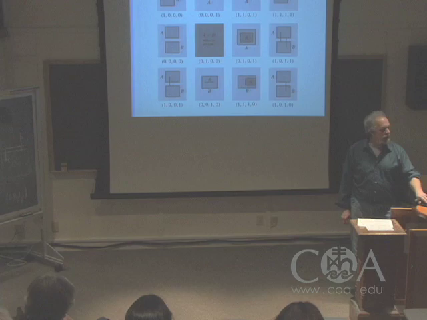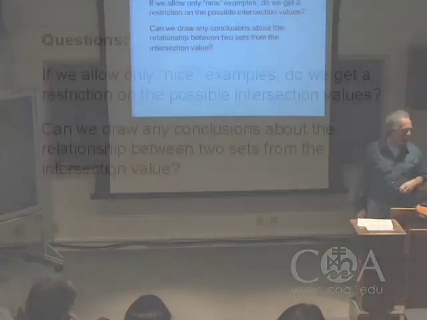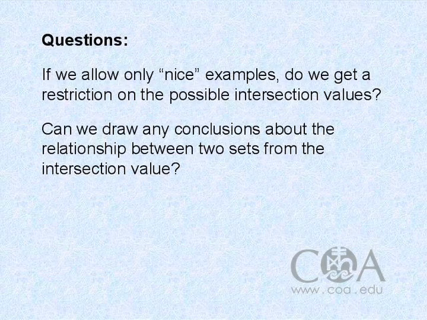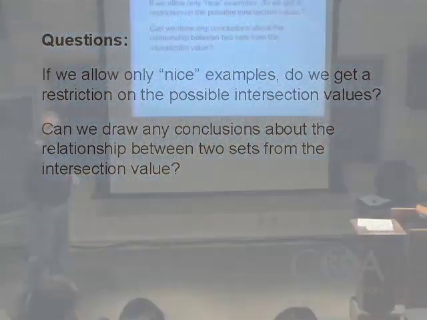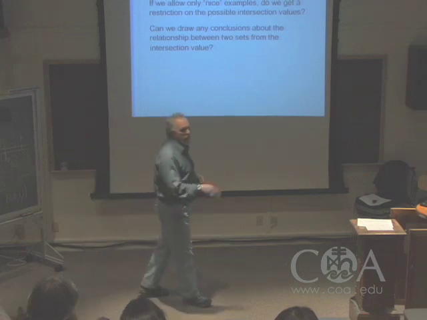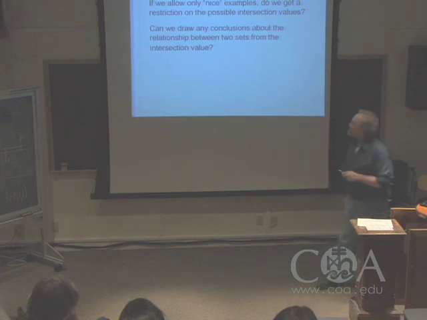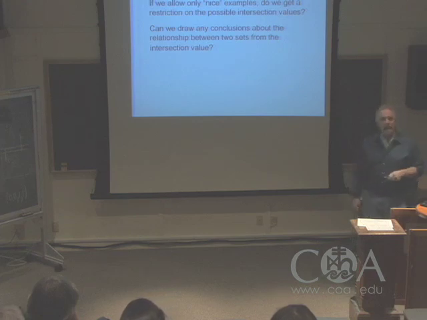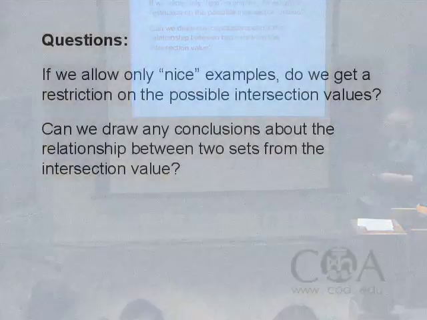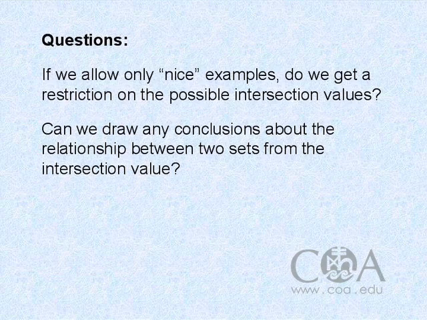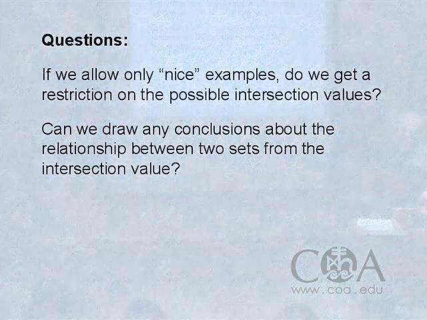So a natural question now to ask, or a couple of them, is if we allow only nice examples, and we'll talk a little bit more about what nice is going to mean for us, do we get a restriction on the possible intersection values? We throw out all those sticks. Can we say there's no way of getting those intersection values? Not only that, and this is what's important for working with a geographic information system and having it give us meaningful information, can we draw any conclusions about the relationship between two sets from the intersection value?